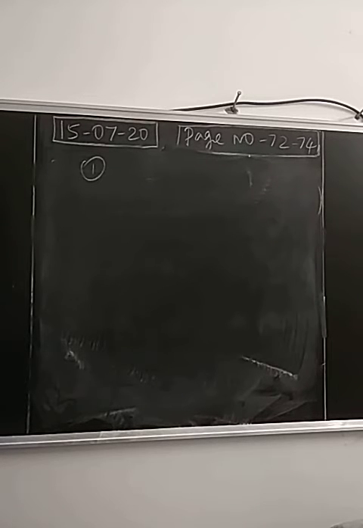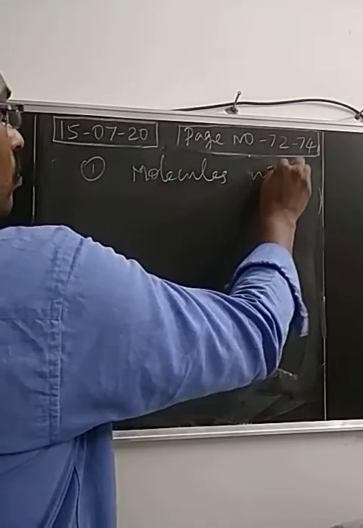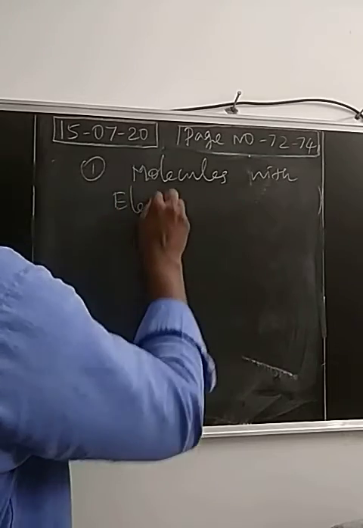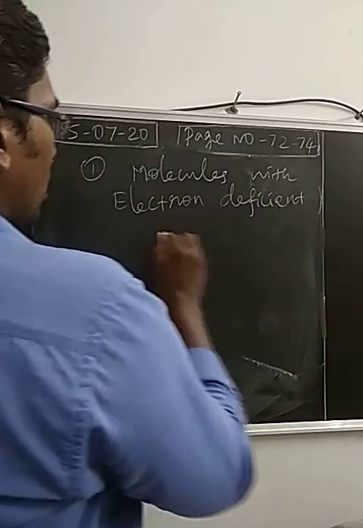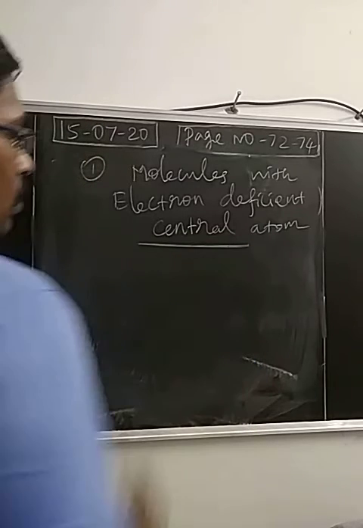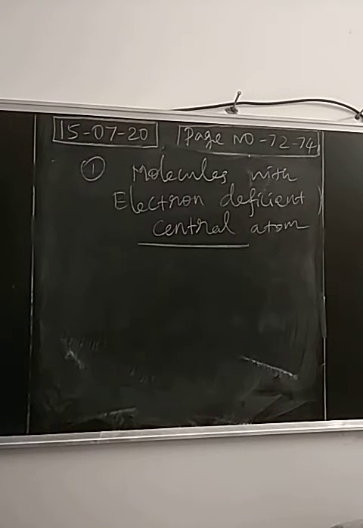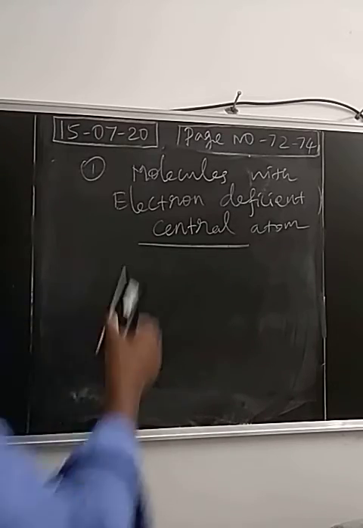So they are electron deficient in nature. Molecules with an electron deficient central atom: some molecules in which the central atom will have a smaller number of electrons. The electrons will not be 8, there will be fewer than 8 electrons, but it will be stabilized. It won't obey the octet rule, but will be stabilized. This can be explained by considering boron trifluoride as an example.